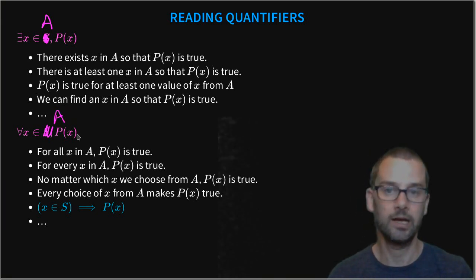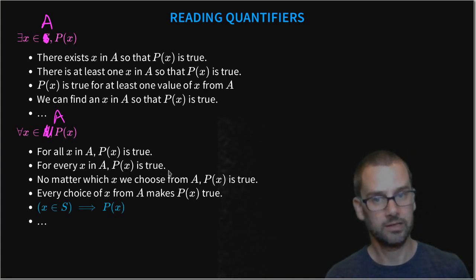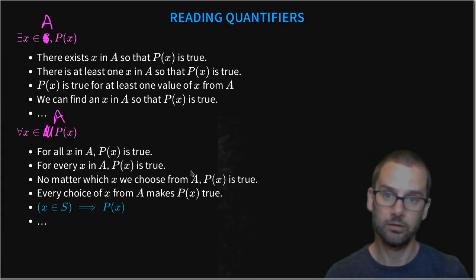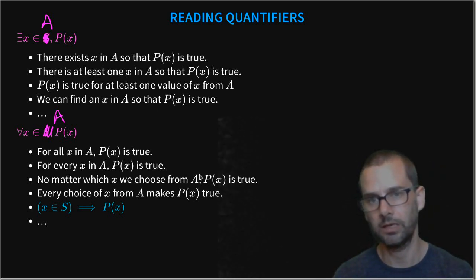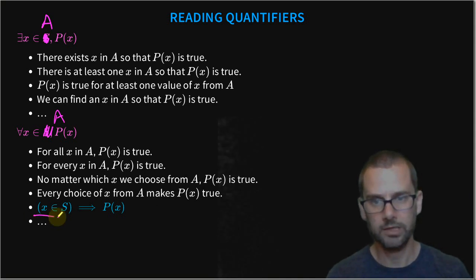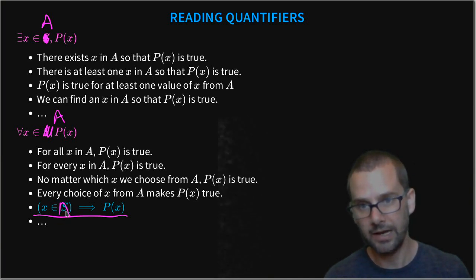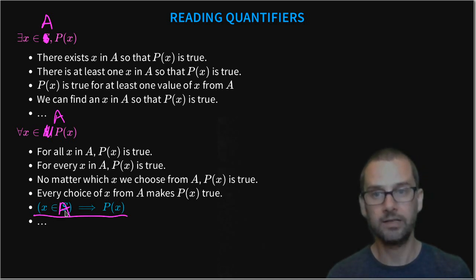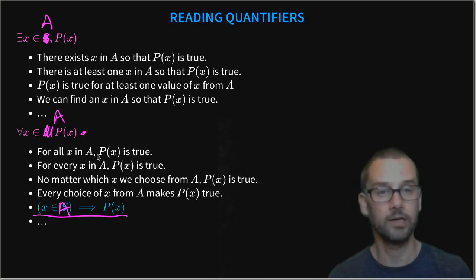For all x in A, P of x. So for all x in A, P of x is true. For every x in A, P of x is true. No matter which x of A we choose, P of x is true. Every choice of x in A makes P of x true. Okay, so there's different ways of saying the same thing in English. And there's one more I want to write down and draw your attention to, which is very important. If x is pulled from the set A, then P of x holds. So if x is in A, P of x must be true. So this implication is an important way of reading that universal quantifier.